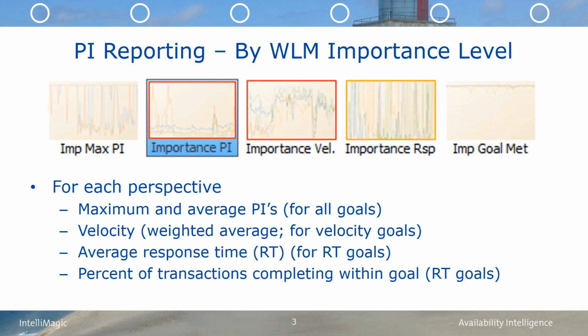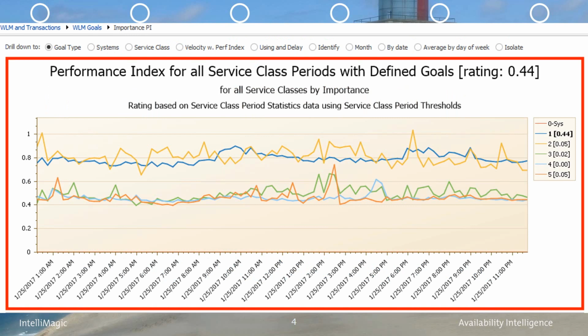So for each one of those sets of 3 types of metrics, there will be a report for the maximum PI, the average PI, the velocity, the average response time, and the percent of transactions completing within that goal. So in this example, we'll look at by WLM importance level for the performance index. So here you can see for the various importance levels in the WLM policy, what is the performance index that's being achieved by each of those performance levels, and then you can see all the drill downs at the top.